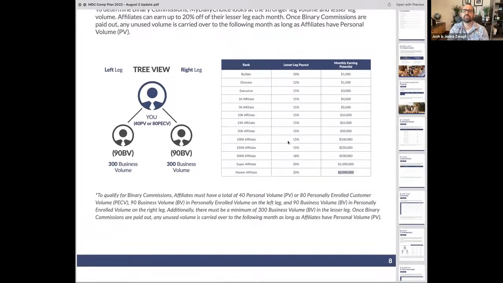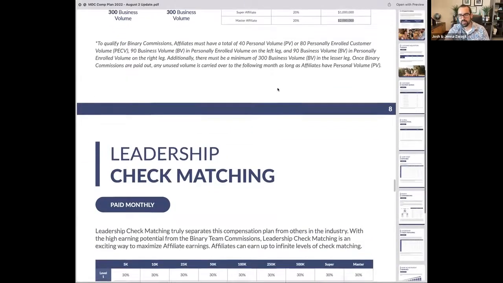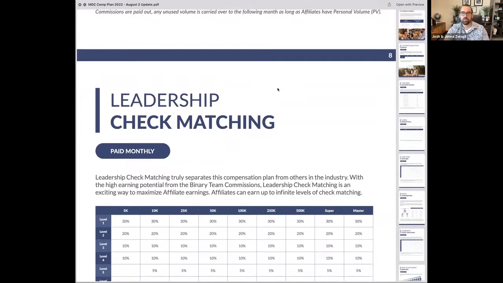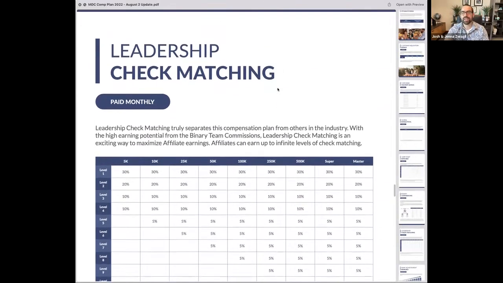And in your back office, you can look at your left leg, right leg. You can see what volume is counting towards your binary BV. We look at your lesser leg every single month, and that's what you get paid your binary commission on. And then this is crazy. We also have check matching. Check matching is based on the unilevel, but it's based on everybody's binary checks in your organization.